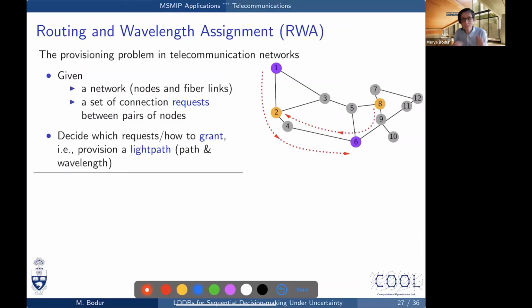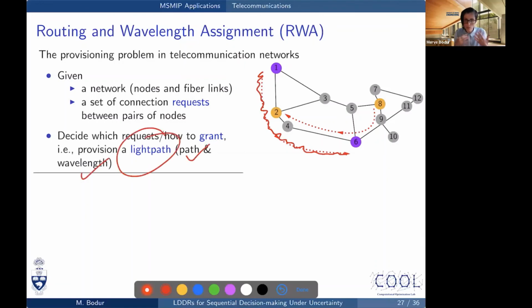And how you can grant a request is you need to choose a path. Let's say if you want to send something from 1 to 6, you not only need to choose a path from 1 to 6, but also a wavelength. I'm showing them with colors. The combination of a path and a wavelength is called a light path.